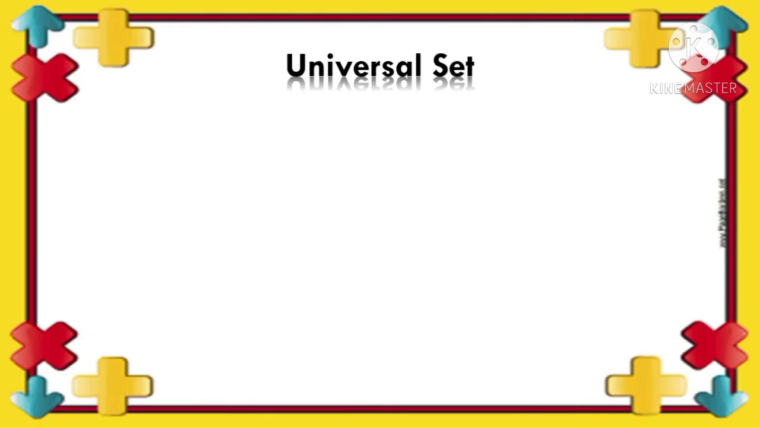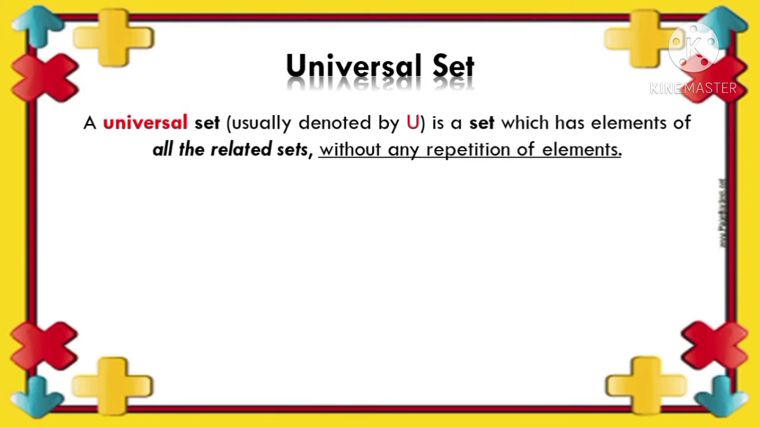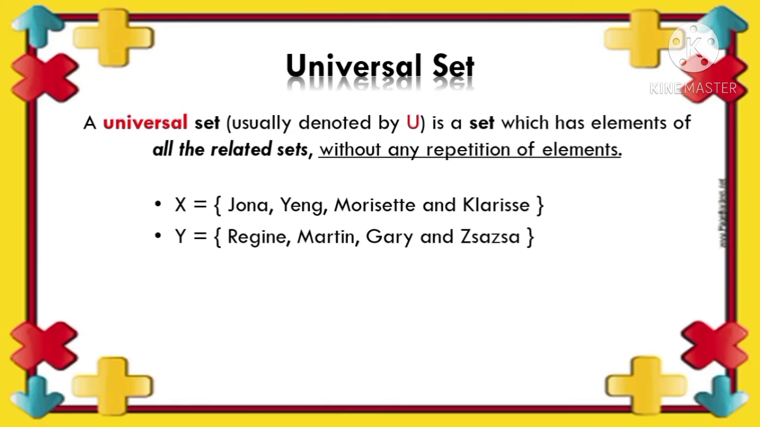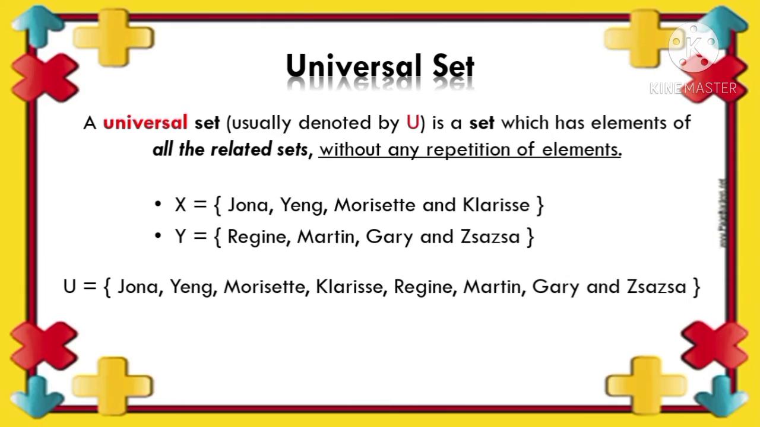Now let's discuss the universal set. A universal set, usually denoted by U, is a set which has elements of all the related sets without any repetition of elements. So for example, if X has the elements Jonah, Yang, Morissette, and Clarice, and Y has the elements Regine, Martin, Gary, and Sasha, then the universal set is the elements of X and Y, which are Jonah, Yang, Morissette, Clarice, Regine, Martin, Gary, and Sasha.